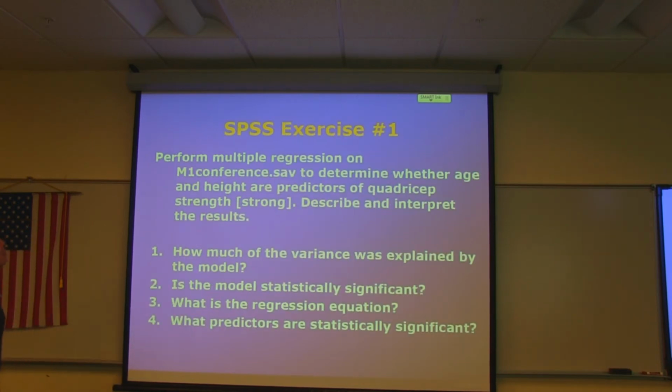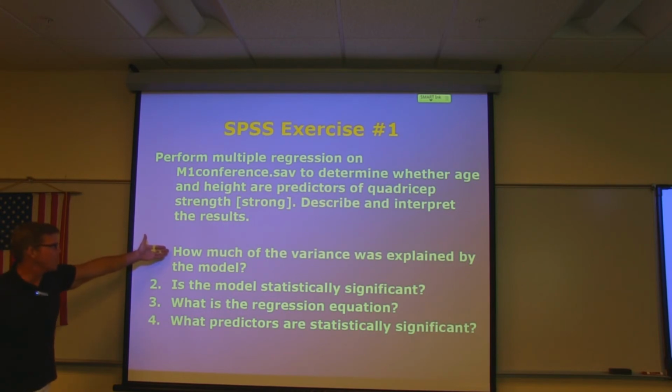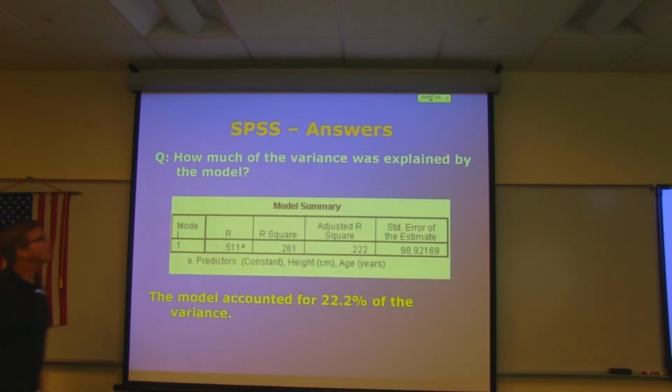Let's try SPSS exercise number 1. Perform multiple regression on M1conference.save to determine whether age and height are predictors of quadriceps strength. Describe and interpret the results. And then it asks us these questions. These are pretty basic questions: R squared, adjusted R squared, p-values. What's the equation based on the coefficients, and which one of those coefficients is statistically significant?